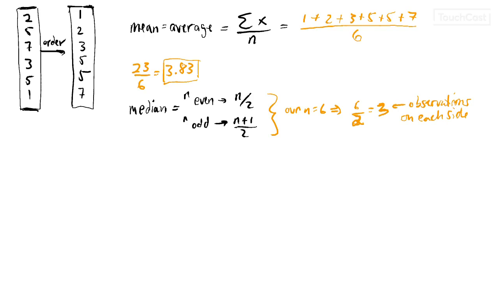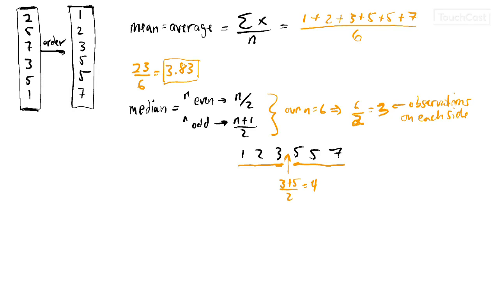And so if I look at my numbers here, and I'll just rewrite them just for the sake of clarity, we have 1, 2, 3, 5, 5, 7. I need to have 3 observations on this side and 3 observations on this side, which puts us somewhere around here, which is halfway between 3 and 5. So if I'm halfway between 2 numbers, that means I need to take the average of the number to the left and the number to the right. So I'll take the average, 3 plus 5, divided by 2, and this should give me 4.